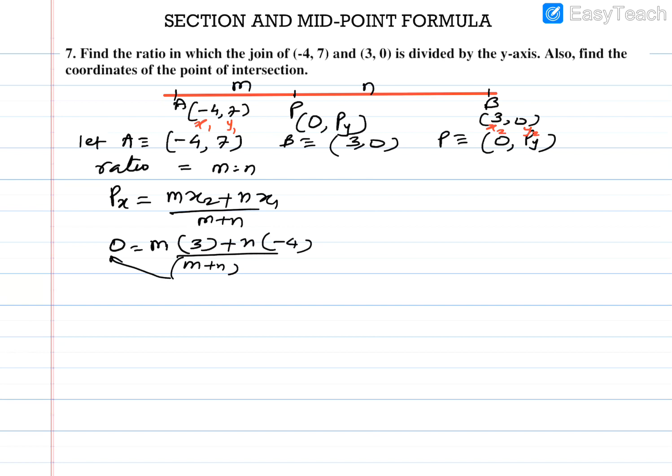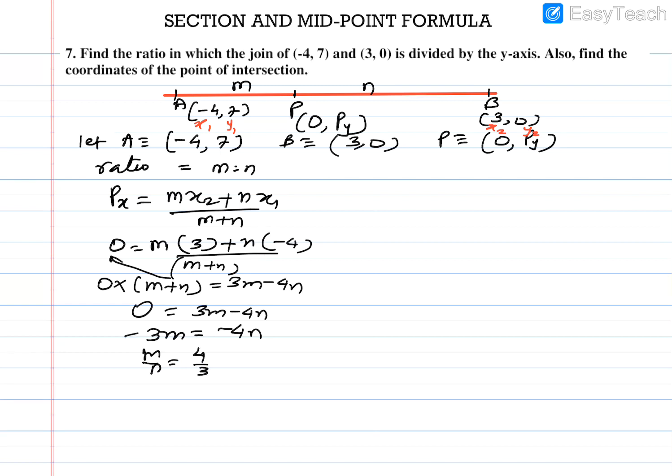So take this here, and when I multiply 0 into (m plus n) equals 3m minus 4n, this will become 0 equals 3m minus 4n. Minus 3m will be equal to minus 4n. Minus sign gets cancelled. m upon n will be equal to 4 upon 3. Therefore the ratio is 4:3. So therefore the ratio m is to n is 4:3. I will write 4:3 in the diagram. This is 4, this is 3.